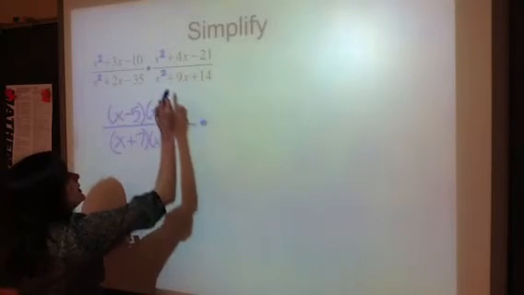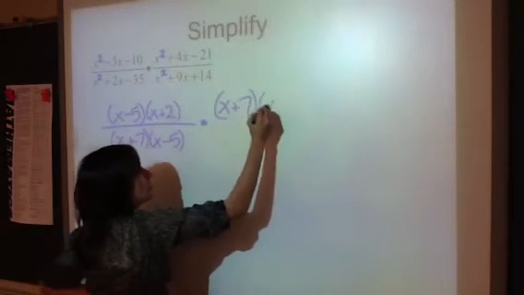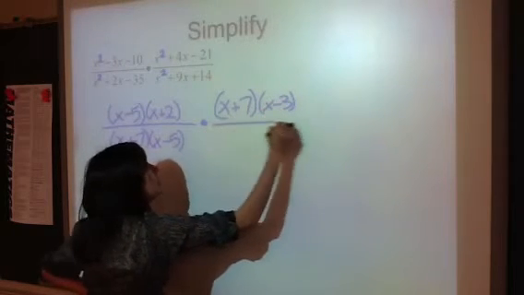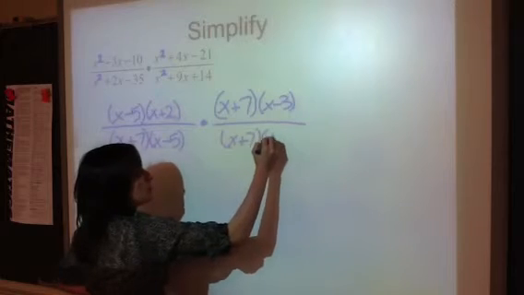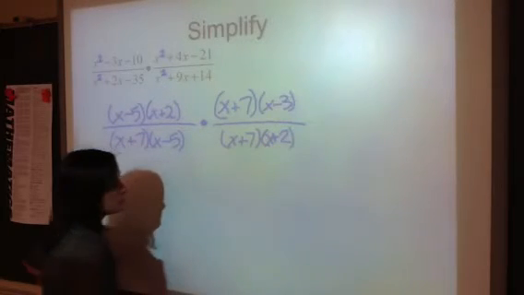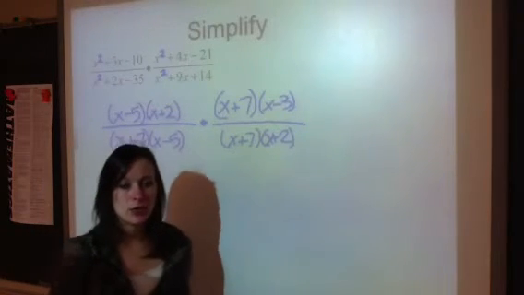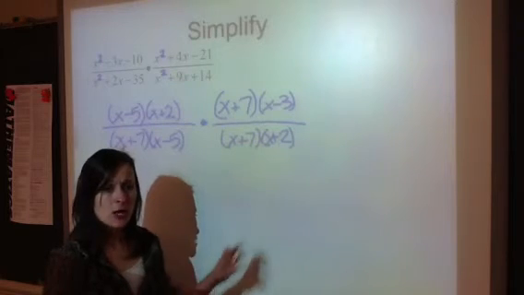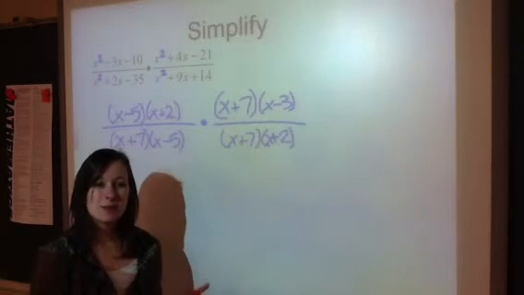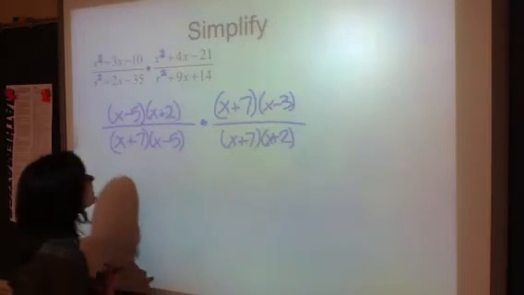So multiplying by the top factors to x plus 7 and x minus 3. The bottom factors to x plus 7 and x plus 2. Now some of you could do those really quickly in your head. Some of you need the time to be able to pause the video and do the area model. So that's the benefit of watching a video as opposed to having it in class.